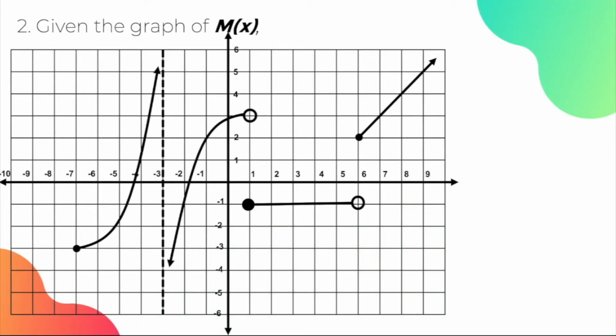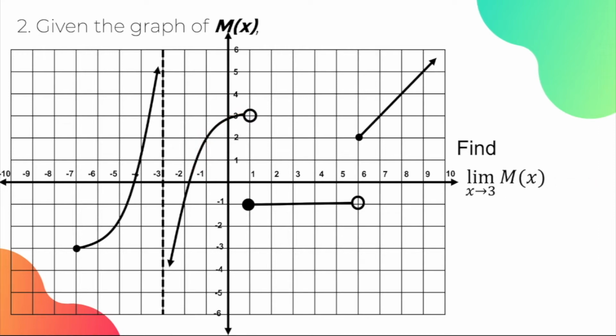For our next set of examples, we will be finding the limits graphically. Make sure to analyze the graph of m of x. Given the graph of m of x, let's find the limit of m of x as x approaches negative 1. As you trace along the graph towards x is equal to negative 1 from both directions, we can see that f of x or the y value gets closer to 2. Therefore, the limit of m of x as x approaches negative 1 is positive 2.